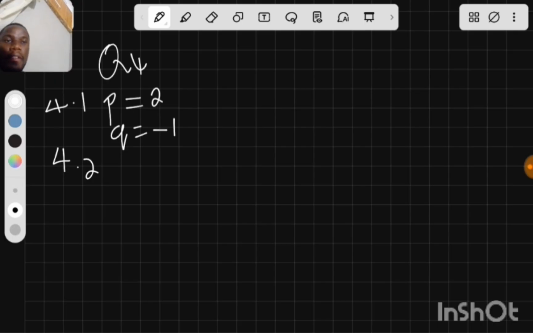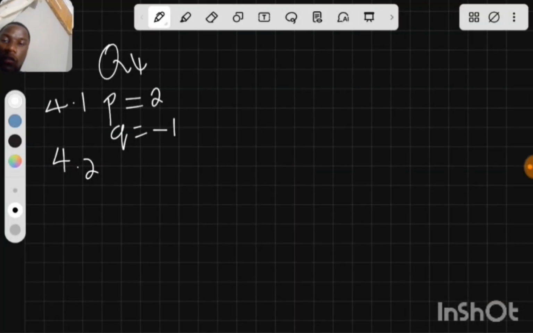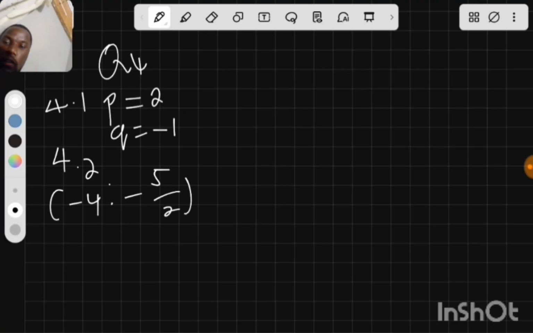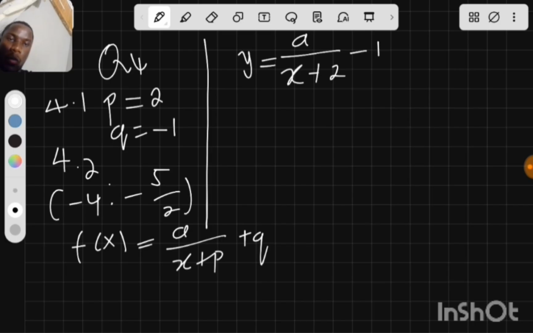4.2. Calculate the value of A. If you want the value of A, we already have P and Q. We can use the coordinate that the graph passes through, which is minus 4 and minus 5 over 2, in order to calculate the value of A. The graph says f of x is equal to A divided by x plus P, plus Q. We know f of x is the same as y, equal to A divided by x plus the original P, which is 2, minus 1, which is our Q.